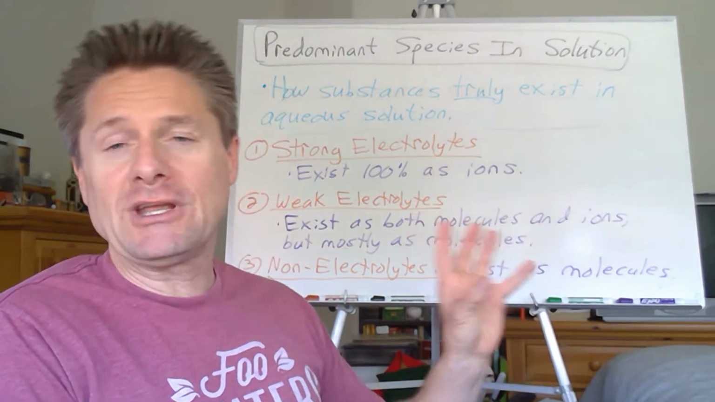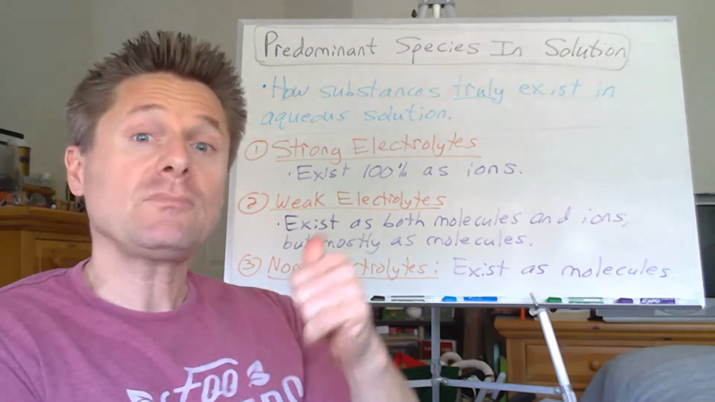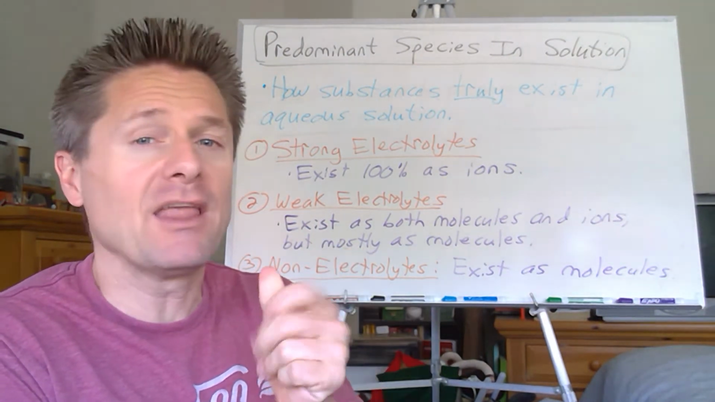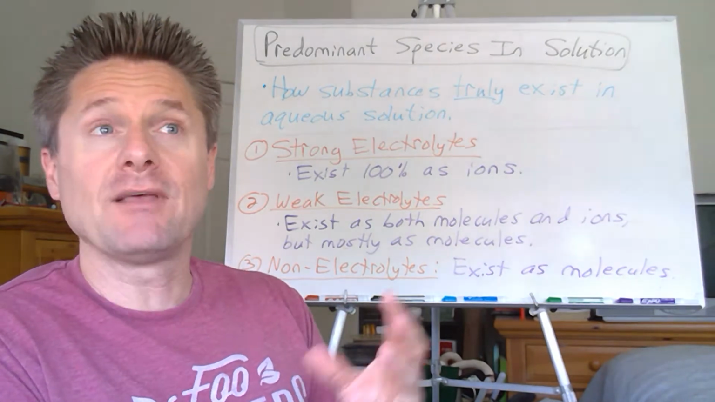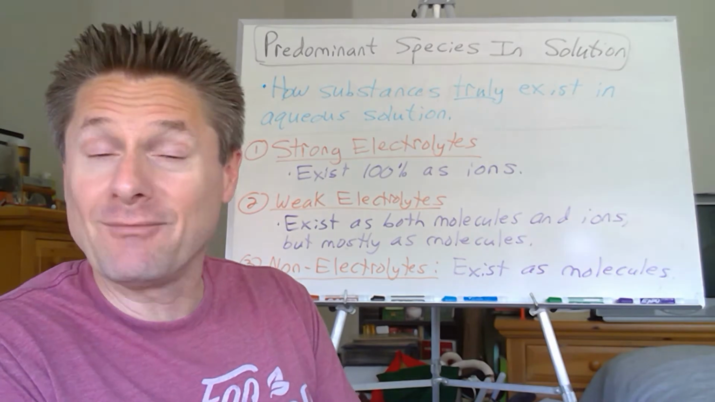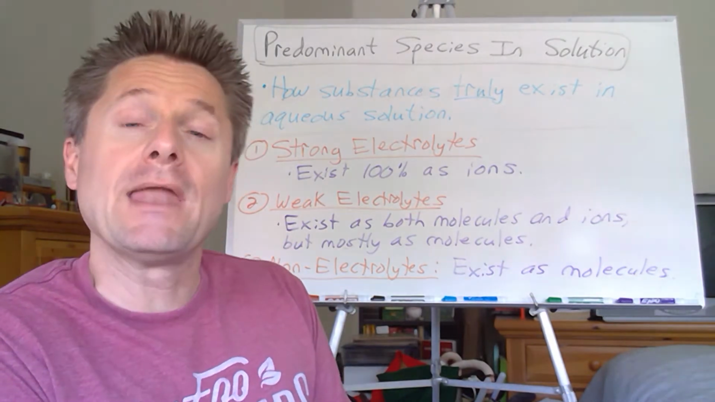So I'm going to start with this topic before we get into equation writing, because we need to know how something really exists. We need to look at it from an atomic or molecular level. If something is placed in water, what does it look like? Does it consist of ions or molecules, a mixture of both? What's going on, and how do we determine that?